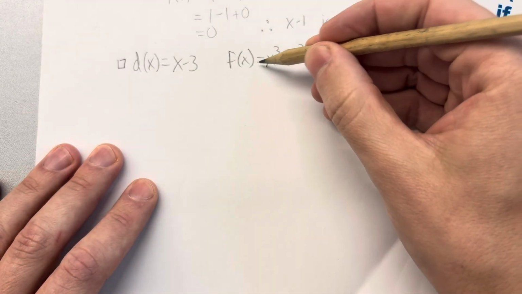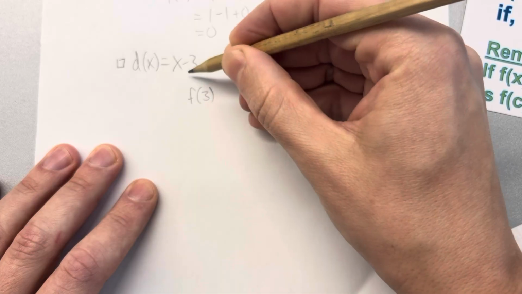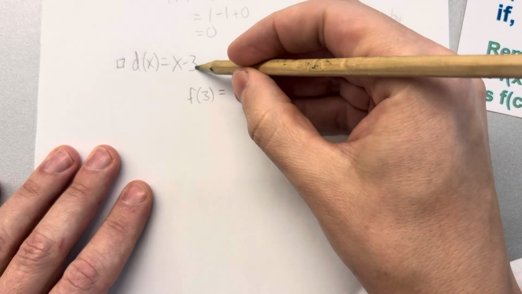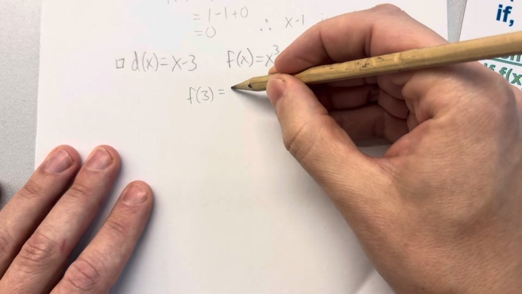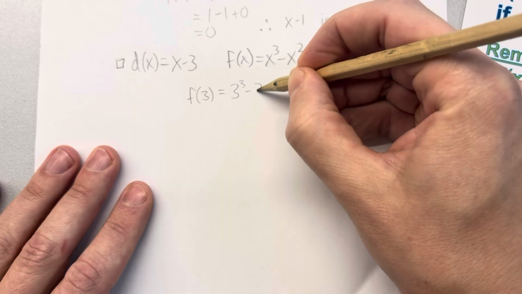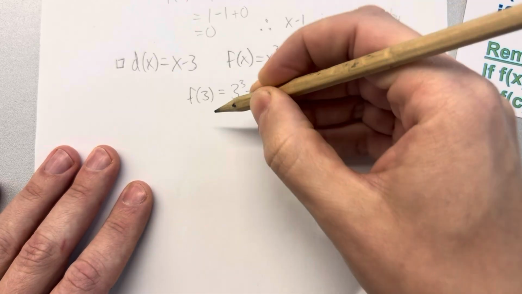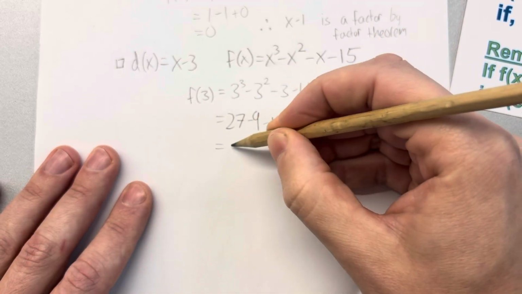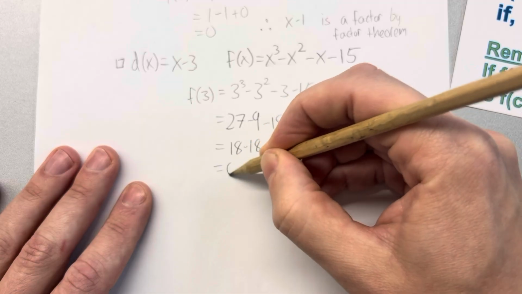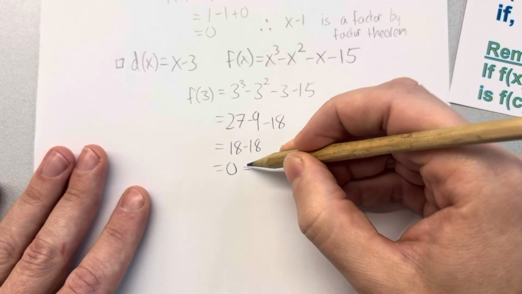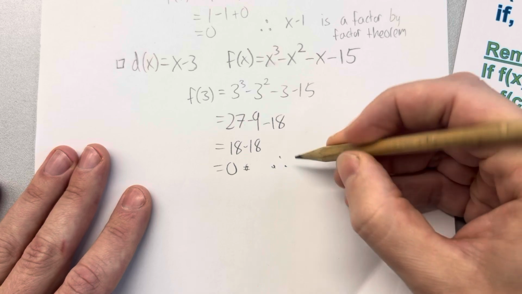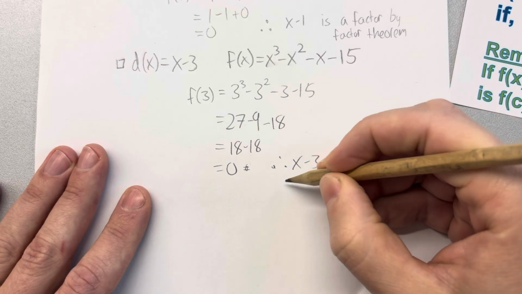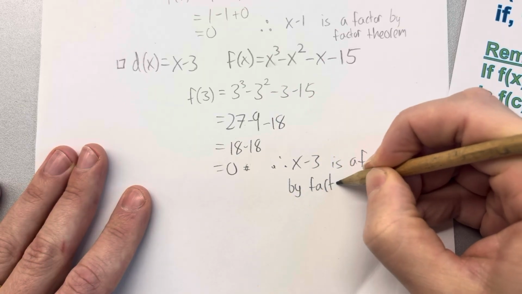Whether it's going to be a factor is determined by whether f of 3 is equal to 0 or not. So we plug in the 0 of the divisor into this polynomial, 3 cubed minus 3 squared minus 3 minus 15, and then evaluate. Let's see how quickly we can evaluate. We're going to do this in parts. And look, right there. Therefore, x minus 3 is a factor by the factor theorem. Okay, that's it.